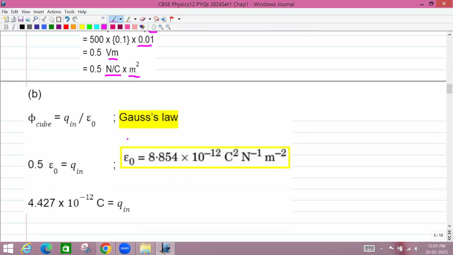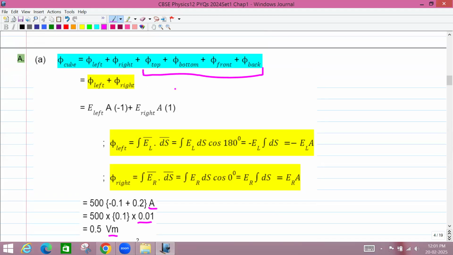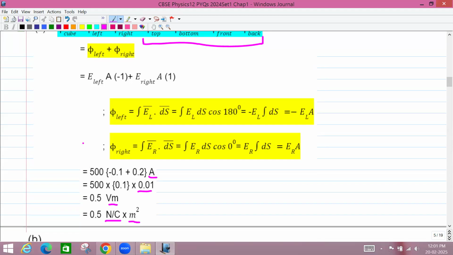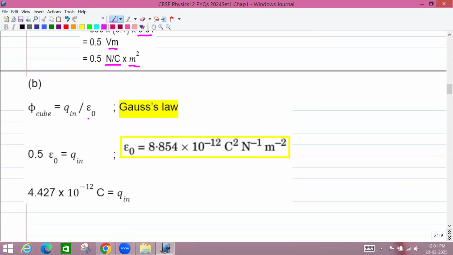So Gauss law is applicable for any closed surface. This cube is a closed surface. So applying Gauss law to the closed surface, we get flux coming out of the cube is charge present inside divided by epsilon naught. Flux coming out of the cube is same as the flux we actually calculate, the A part, which is 0.5 in SI units. So 0.5 into epsilon naught equal to Q1.